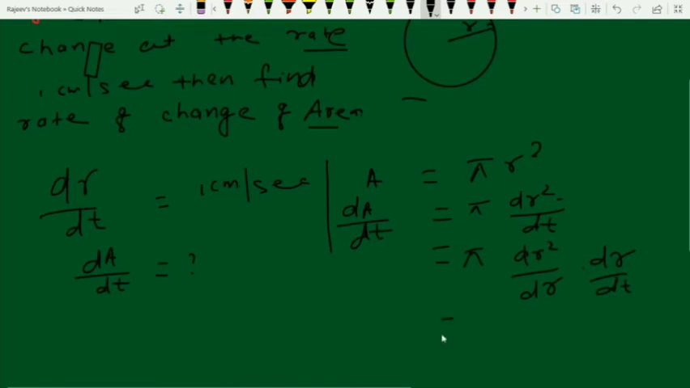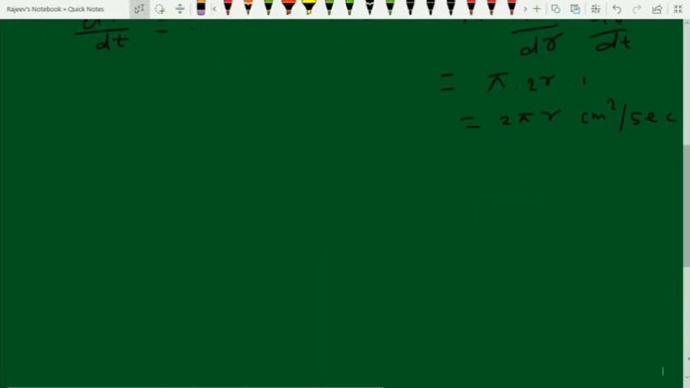So what will happen? This becomes pi, and differentiation of r square is 2r, and dr by dt is given as 1. So this becomes 2 pi r, and this is the area. Area is changing, so we write centimeter square per second. So this is the first application of differentiation. One more example we can see here.